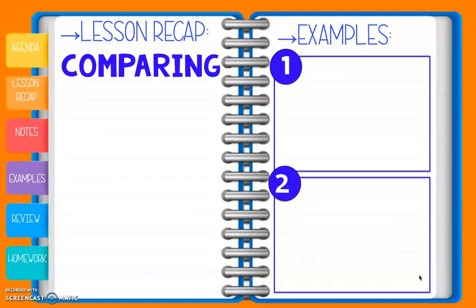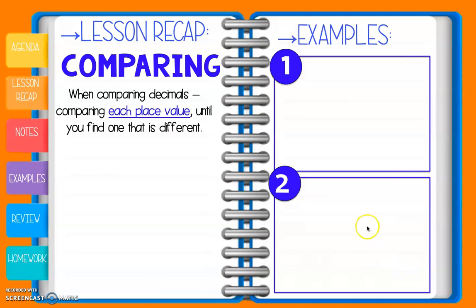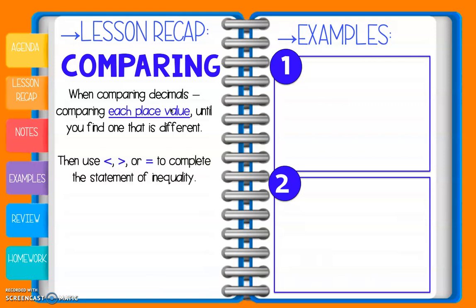So as we compare decimals, some important things that we need to know. When we're comparing our decimals, we're going to compare each place value. So we're going to start at the hundreds, tens, ones, tenths. We're going to keep going across until we find one that is different. After that, we're going to use these symbols to help us complete our statement of inequality. This is our less than symbol. This is our greater than symbol. And this is our equal to symbol. So what we're going to do is compare each individual place value, find one that is different, and then decide if we should use the greater than, the less than, or the equal to symbol.